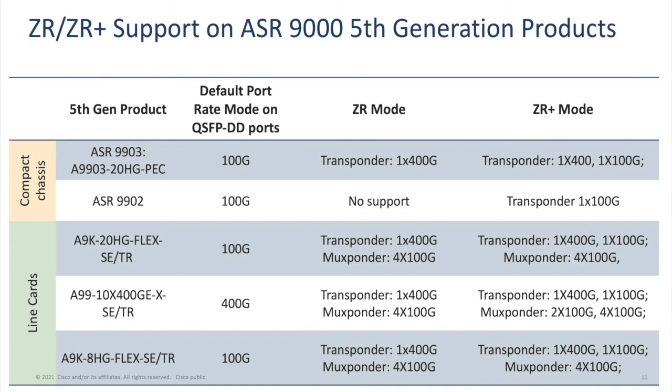2 new compact routers, ASR 9002 and ASR 9003, both support DCO optic as well. 9003 has a 2T port expansion card that is capable to plug ZR and ZR Plus modules. 9002 is also DCO capable, but because it doesn't have any 400 gigabit ports and only 100 gigabit ports are available, you can plug ZR Plus optic in QSFP-DD ports, but in 100 gigabit mode only.